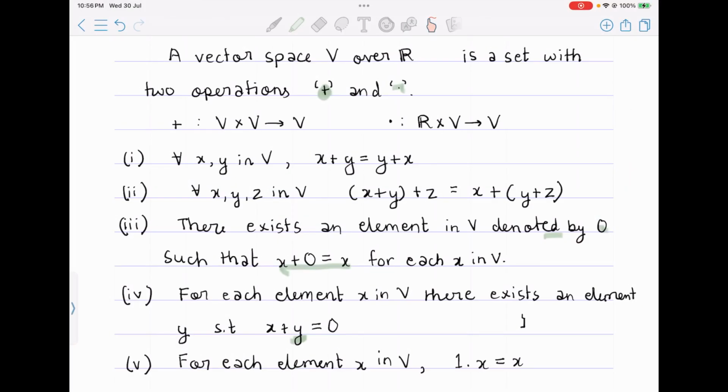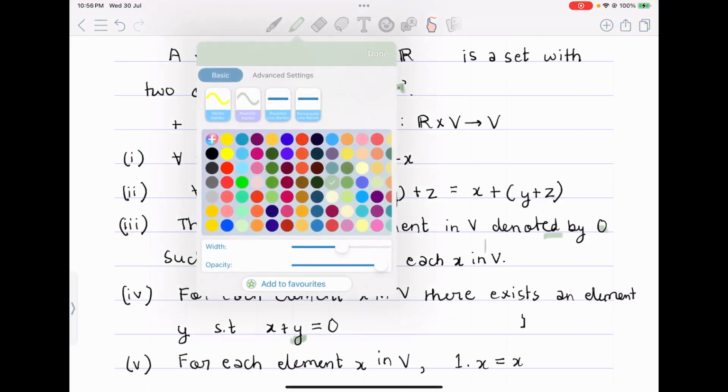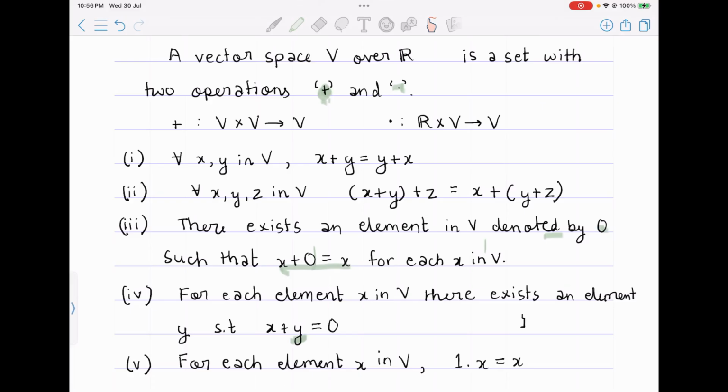Hi, in this video, I'm going to talk about vector spaces over R. So let's get started. A vector space over R is a set first of all, and it has two operations. I've written plus and dot. What is this plus? This is a function from V cross V to V, and this dot is a function from R cross V to V.